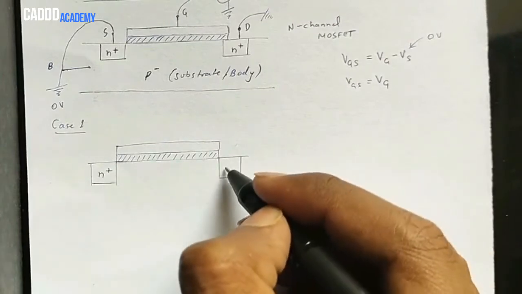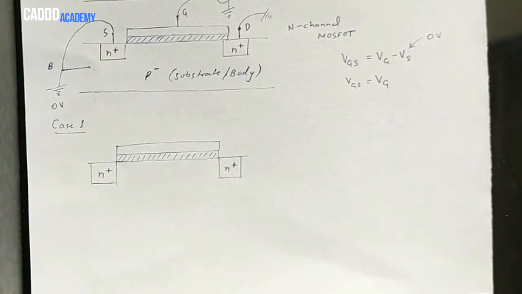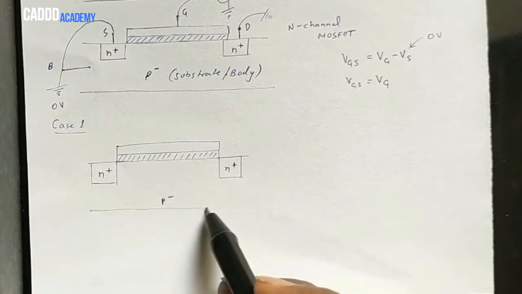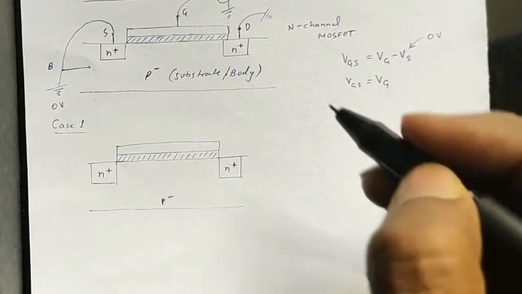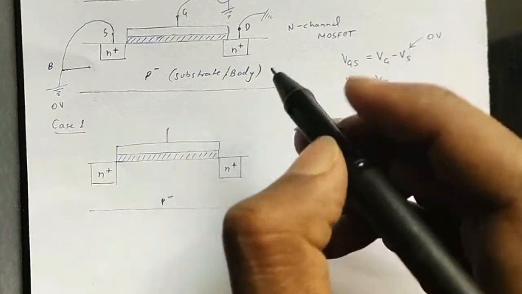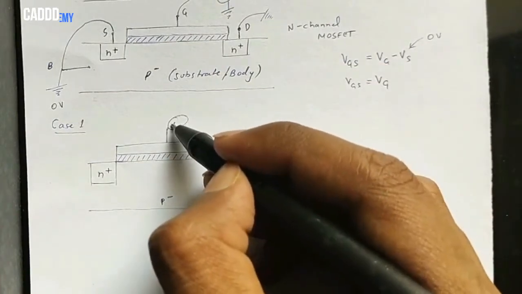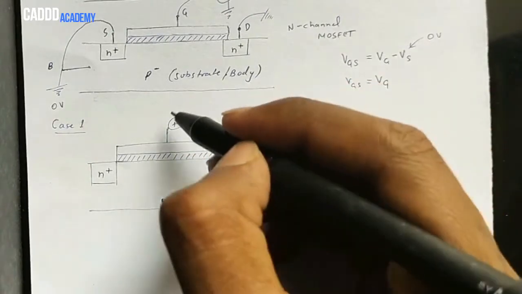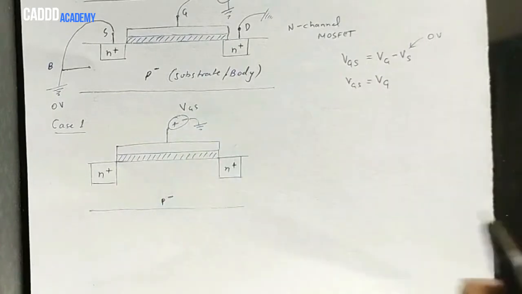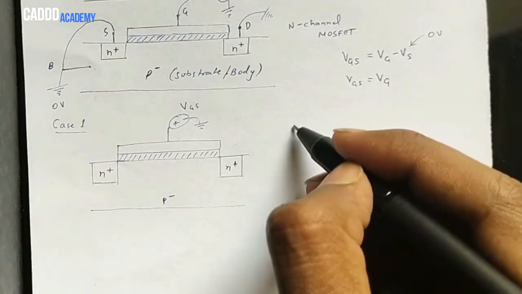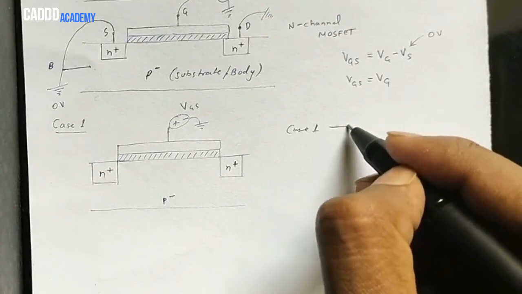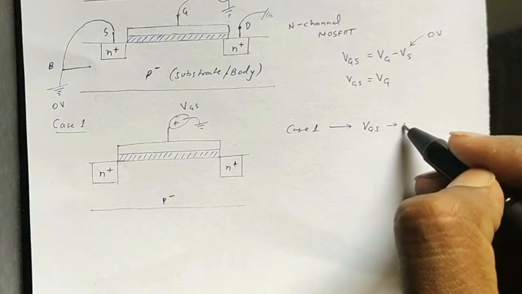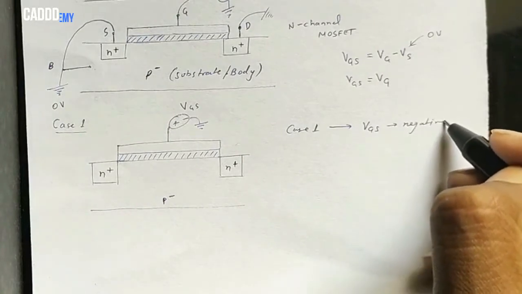Again this is the N plus region. This is the N plus region because this is an N channel MOSFET. Now we have the P minus substrate here, and here the gate terminal. I'm not writing the source and drain terminals because they are grounded and we don't have work for them while understanding the working of the MOSFET. So in case 1, the voltage VGS is negative.